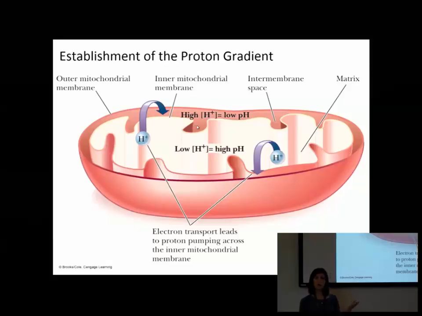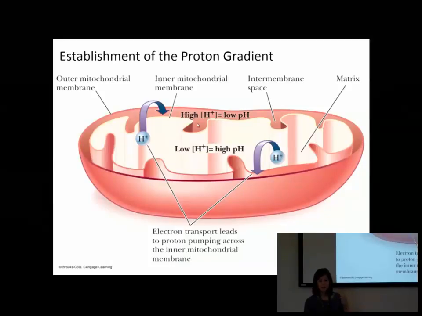When you have a charge difference, a separation of charge, you can measure voltage. So if you had an itty-bitty voltmeter, a little tiny baby voltmeter, you could go along your inner membrane and measure voltage, right? Because you would have more charge in the inner membrane space than you do in the matrix. So you have separation of charge.